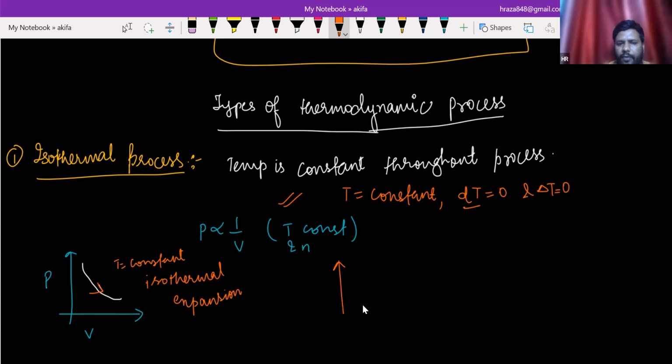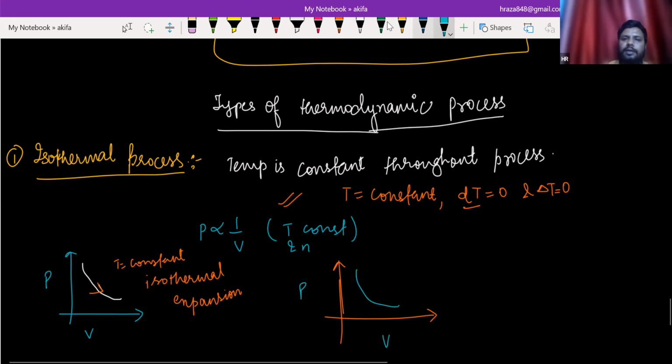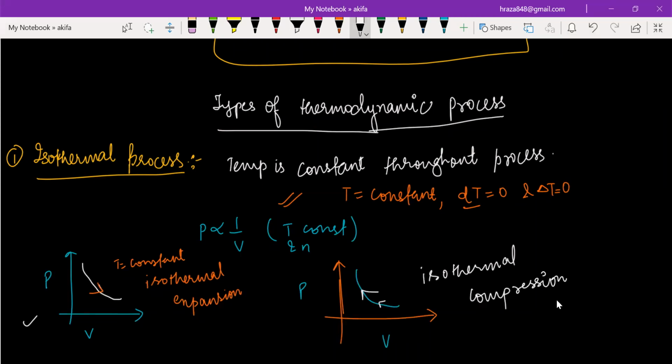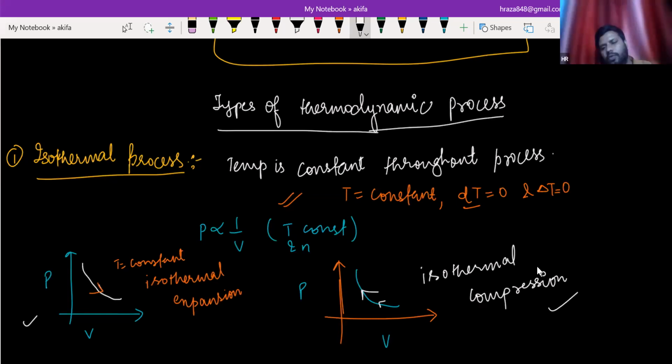In the same way, we will have two graphs of each, either expansion or compression, or heating or cooling. So if we have a graph P versus V like this, the reverse of this graph will be like this, and it will be named isothermal compression because volume is decreasing. Are you getting my point? Yes. So please write this too.